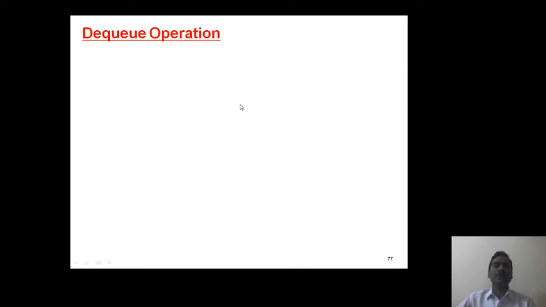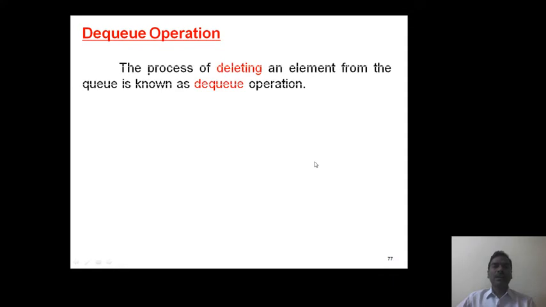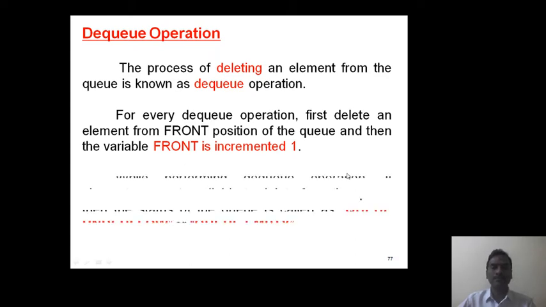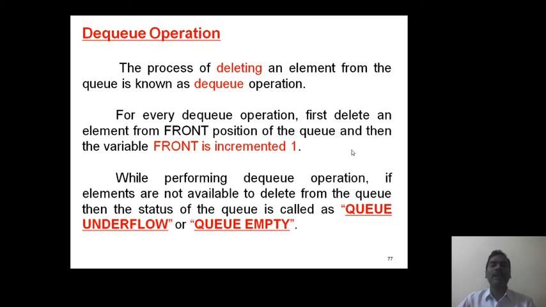Next operation, dequeue operation. The process of deleting an element from the queue is known as dequeue operation. For every dequeue operation, first delete an element from the front position of the queue and then the front variable is incremented by 1. While performing dequeue operation, if elements are not available for further deletion, then the status of the queue is referred to as queue underflow or queue empty.